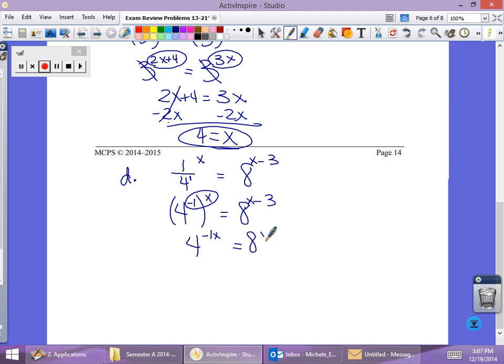This should say x minus 3 is the exponent. I just copied it wrong from the paper.